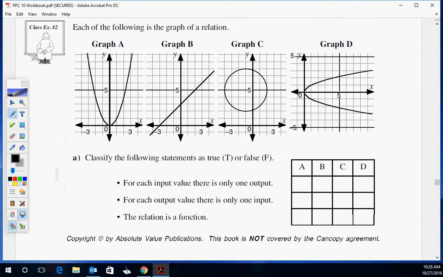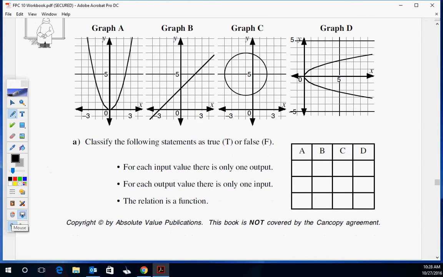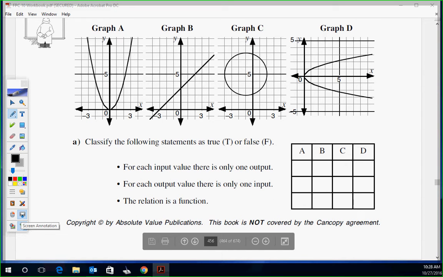Each of the following graphs a relation. Okay, so classify the following statements as true or false. So A, for each input value, there's only one output. So that means it's a function, right? So is there any spot that the dots are on top of each other here? No, there's not, because this is a parabola. You should know that's a function, right? Okay, so we're putting true or false, so this would be true for A. How about B? True, good.